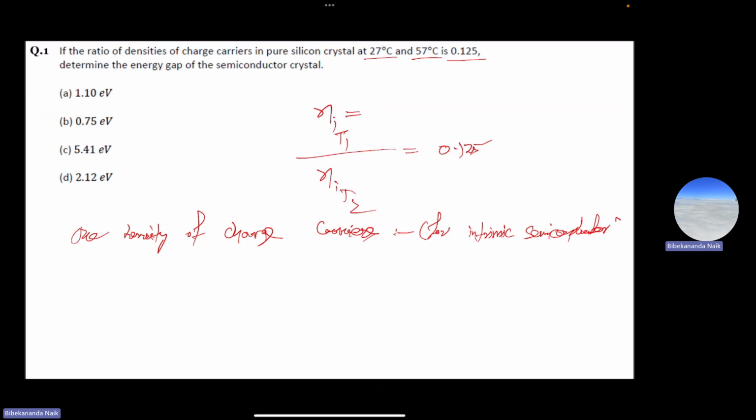Now we will put the values of temperature in this equation. We'll put two values of temperature and we'll take the ratio. After calculating, we have only one unknown, Eg, because the common terms cancel out from the numerator and denominator.